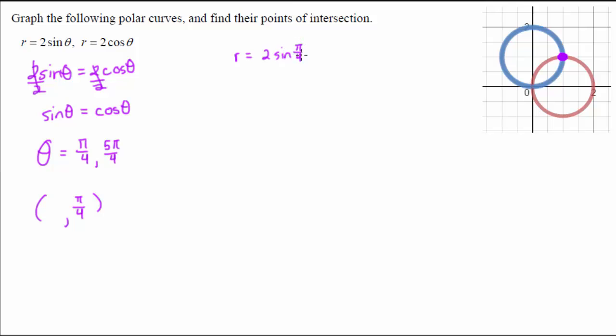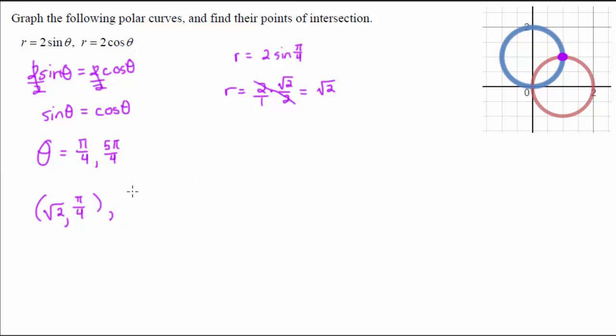Now you might reach for your calculator at this point, but that would be silly because we know that sine of pi over 4, either by memory or by drawing a triangle or by looking at our unit circle, is square root of 2 over 2. And so r equals 2 times square root of 2 over 2. So that's like 2 over 1. Our 2's cancel, so r is really just square root of 2. So that's the r value that goes with pi over 4.